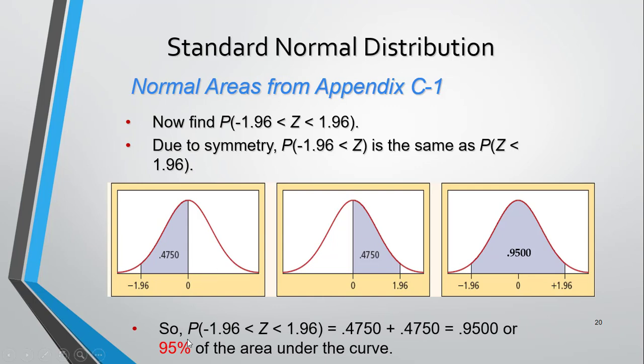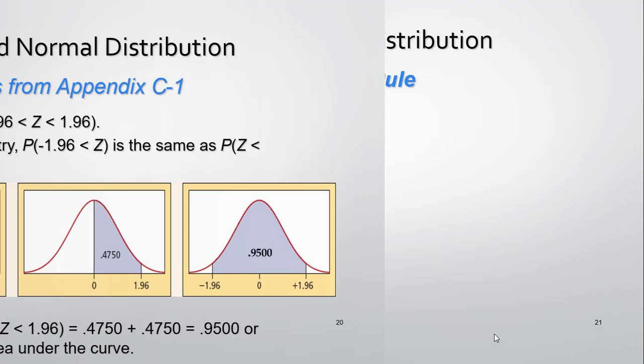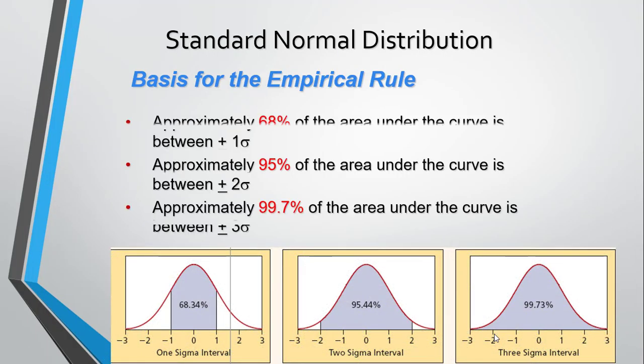So 95% of the area under the curve, as we just said, is the basis of the empirical rule. Now let's go back and recall the empirical rule we talked about. Approximately 68% of the area under the curve is between +1 and -1 sigma. It's actually 68.34%, right? And between +2 and -2 it is actually 95.44%.